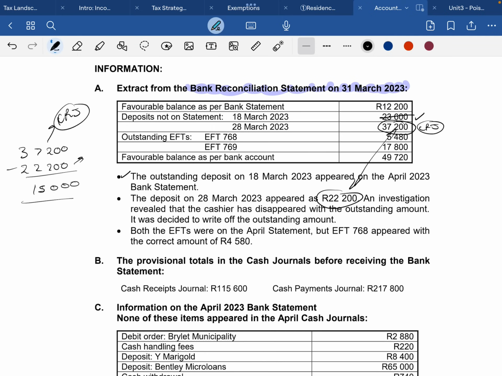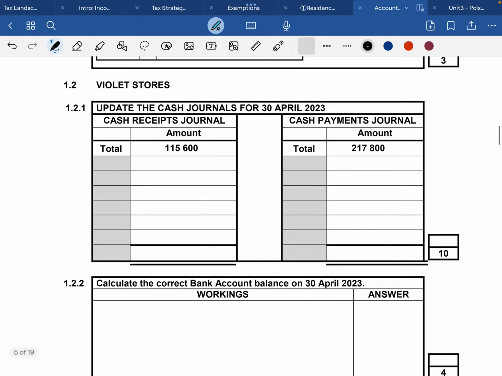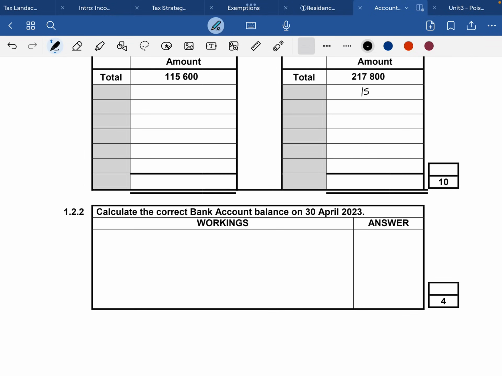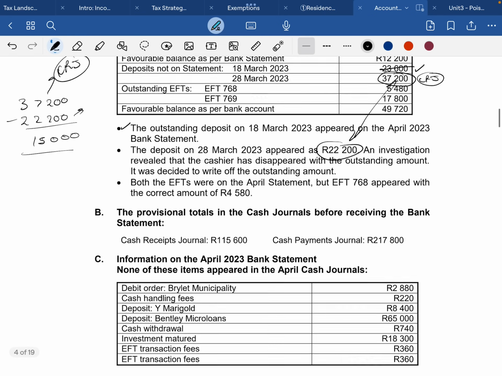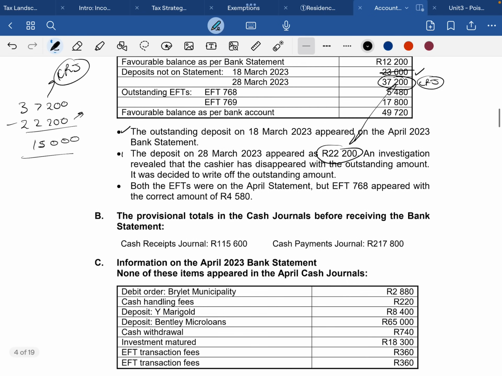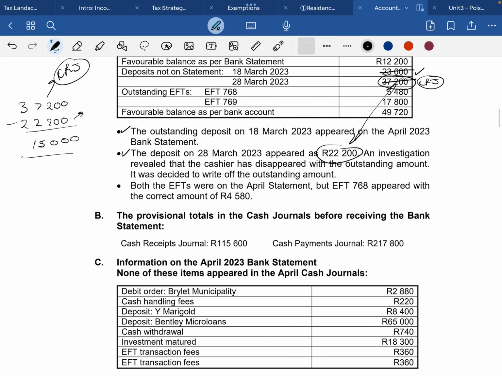Now, how do you reverse cash receipts journals? You reverse them. Their opposite is the cash payments journal. We go straight into the cash payments journal. We write 15,000 because we are reversing that payment there. What was the amount of 37,200, right? Done with this one, scratch it out. Okay. So let's just make sure it is clear.